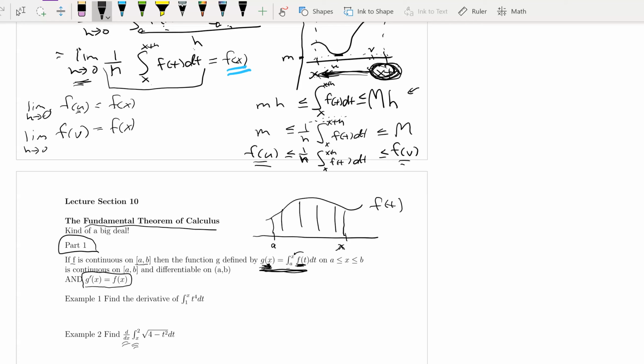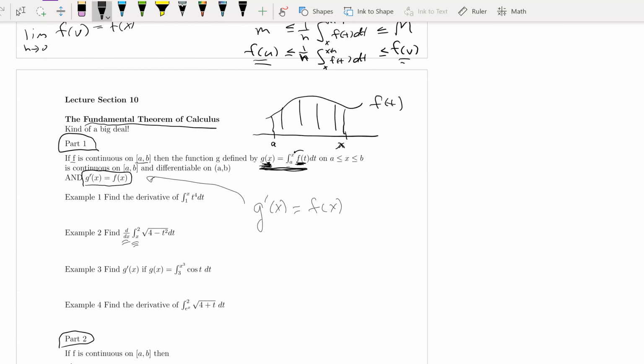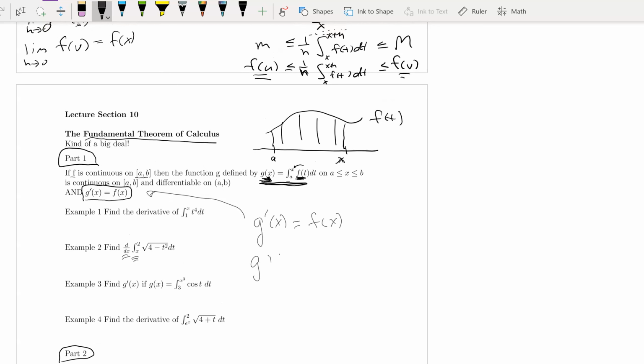Okay, so now we're going to prove part 2, but I just want to reference back to part 1. Okay, so what does this mean? So g prime of x is f of x. So what that means is that g is an antiderivative of f. So let me just put it down into real terms.